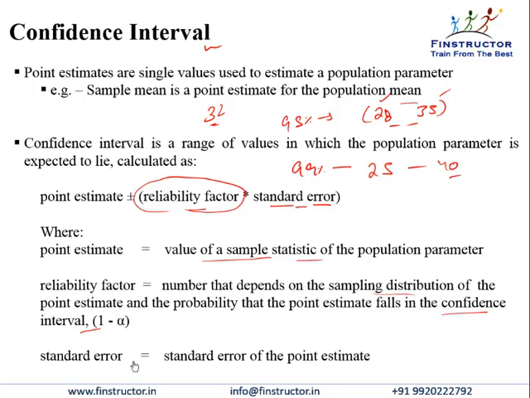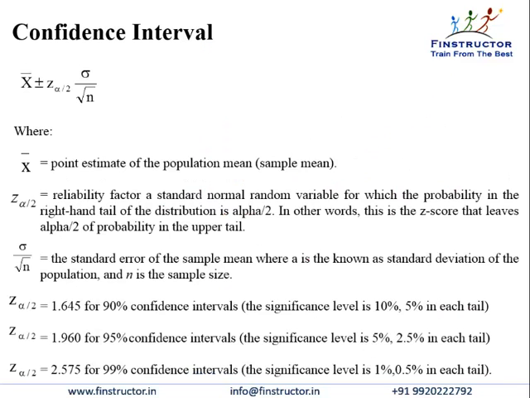And standard error is the standard deviation of the sampling distribution or the standard error of the point estimate. Applying the central limit theorem, the mean will be the population mean. The standard deviation will be sigma by root n, that is the standard error. And the reliability factor can be estimated from a normal distribution.